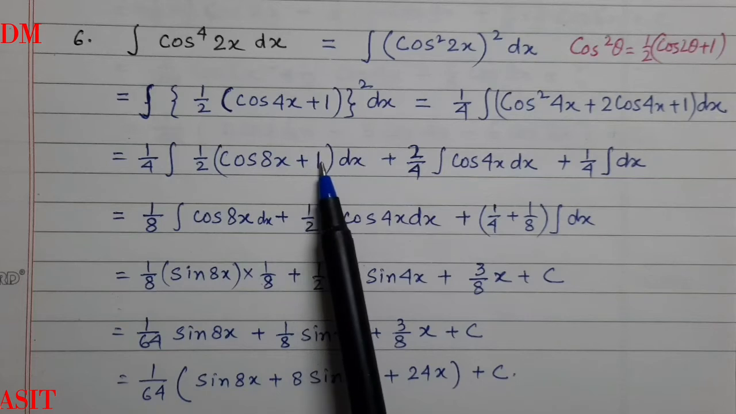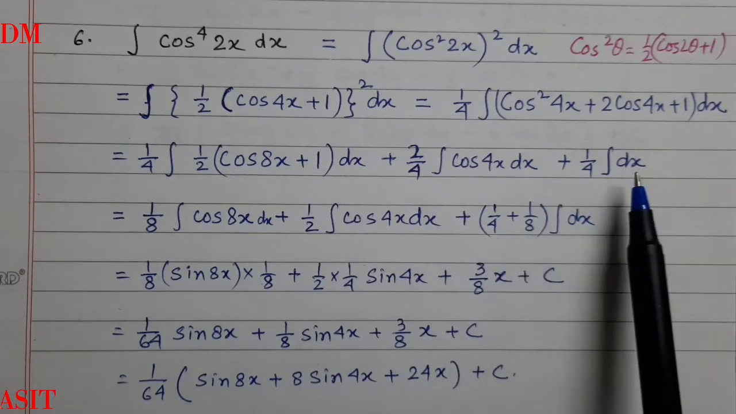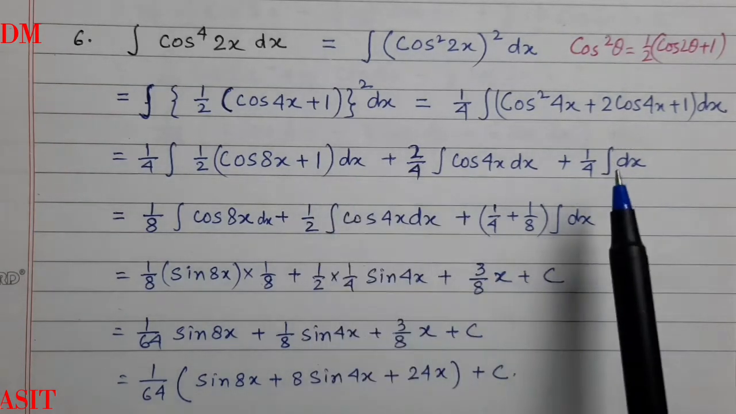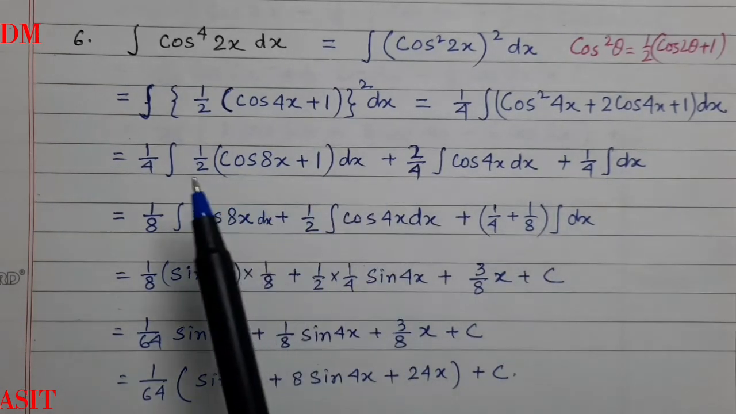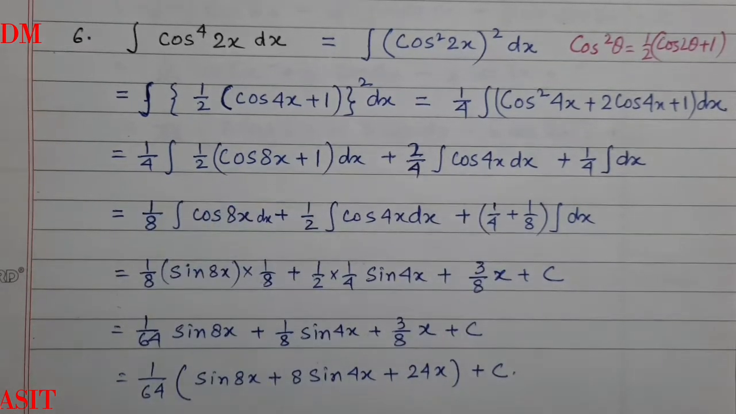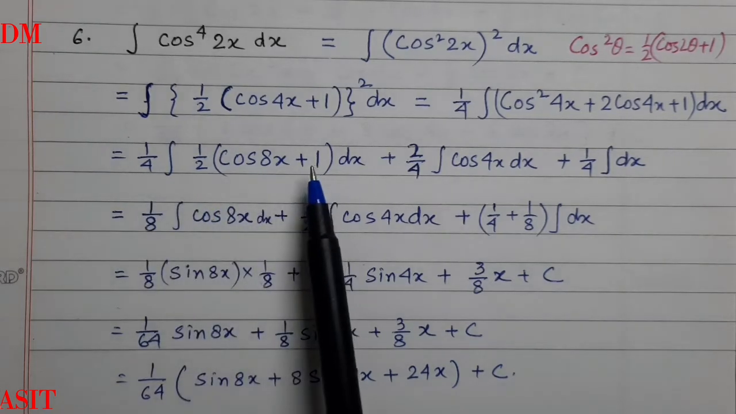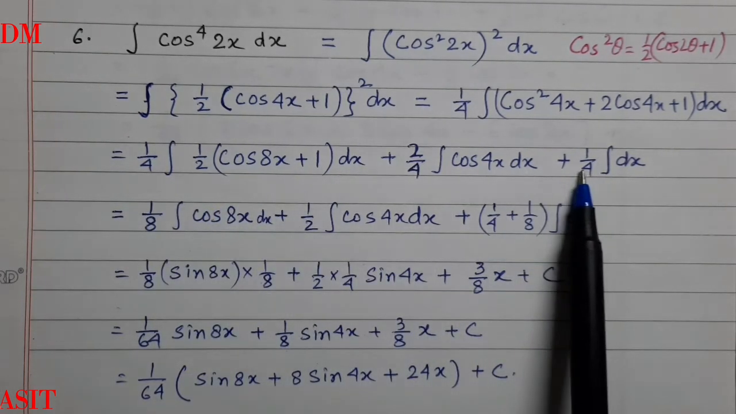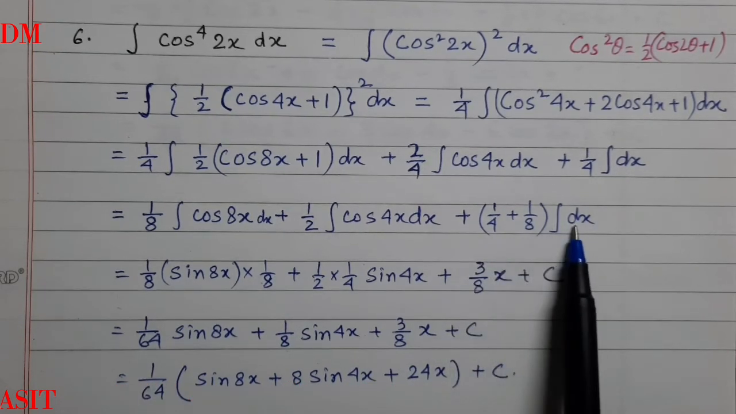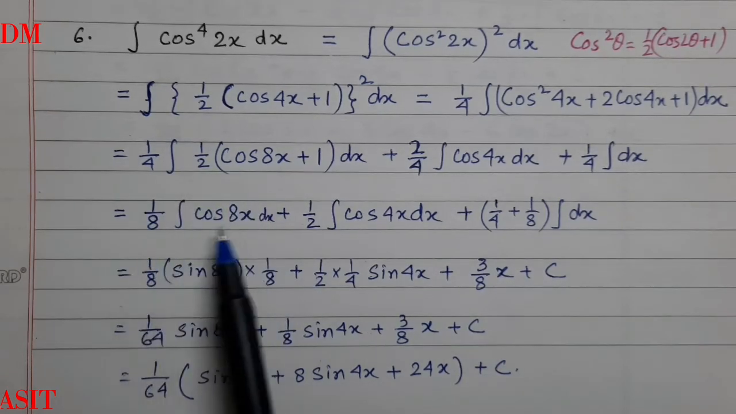1 by 8, this 1 by 8 I have added here, 1 by 4 plus 1 by 8, because it is same thing, integration of dx, there also integration of dx. So that means we need to add the coefficients also. Here the coefficient is 1 by 8. So this 1 by 8 will be added here with 1 by 4. So therefore 1 by 4 plus 1 by 8 into integration dx. And this is 1 by 8 cos 8x.